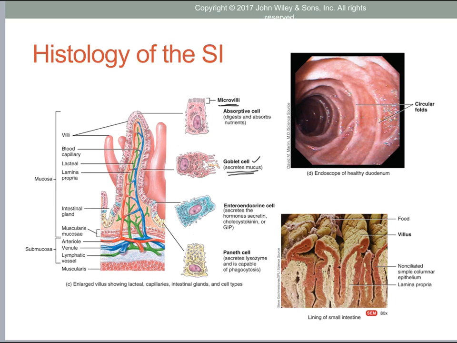Now the third and final hormone that's going to be secreted from these enteroendocrine cells is going to be GIP. Now GIP is also called glucose-dependent insulinotropic polypeptide. Now, levels of GIP rise immediately after the ingestion of nutrients. What this does is it leads to a modest inhibitory effect on gastric acid secretion. And it's also going to inhibit gastrointestinal motility.